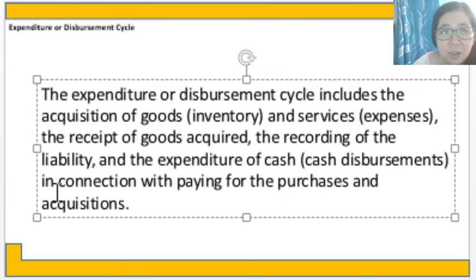This is in connection with paying for the purchases and the acquisitions, for the inventory or the expenses incurred by the entity. Basically, under this cycle, this is more of the payments for the expenses.